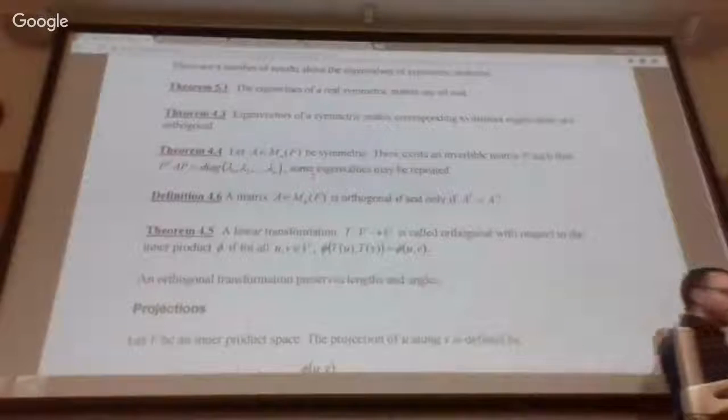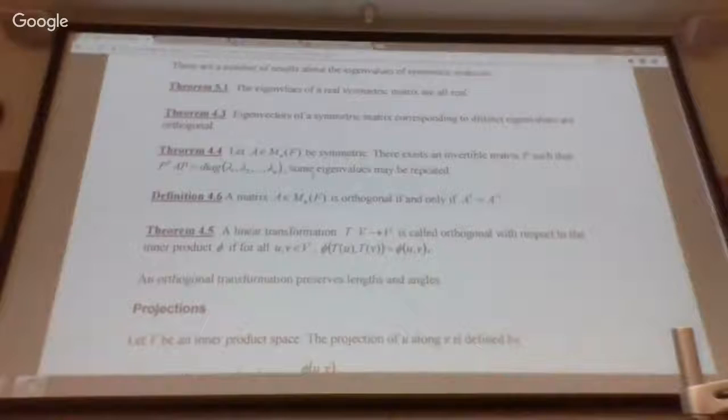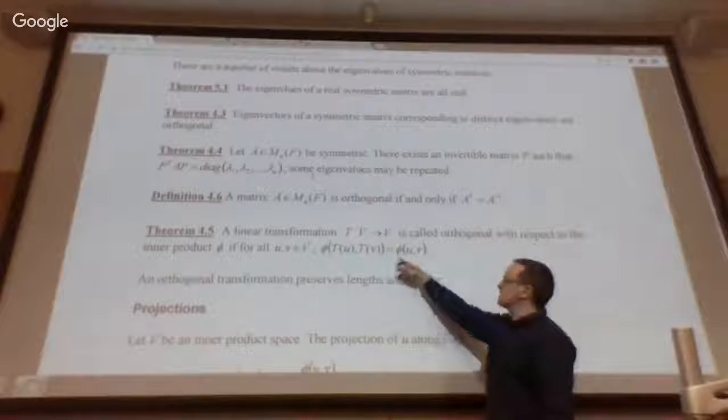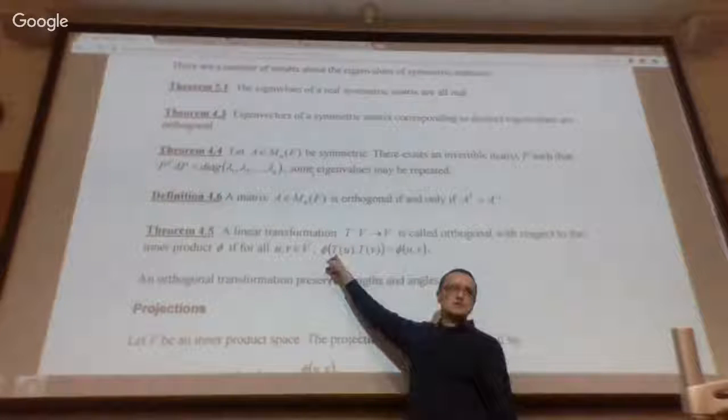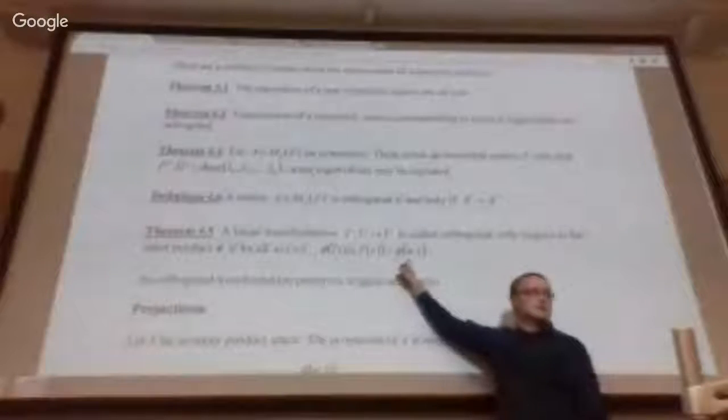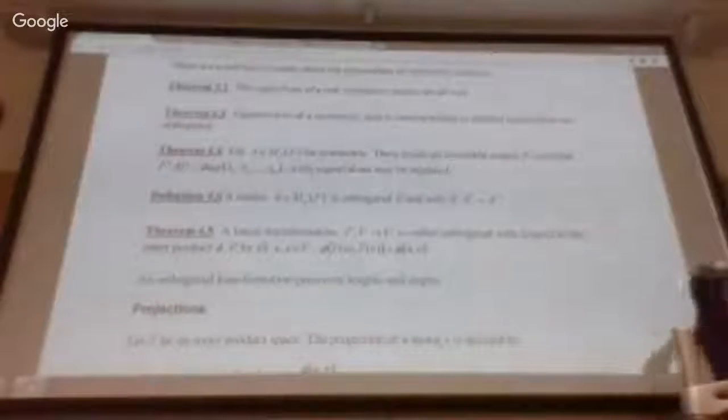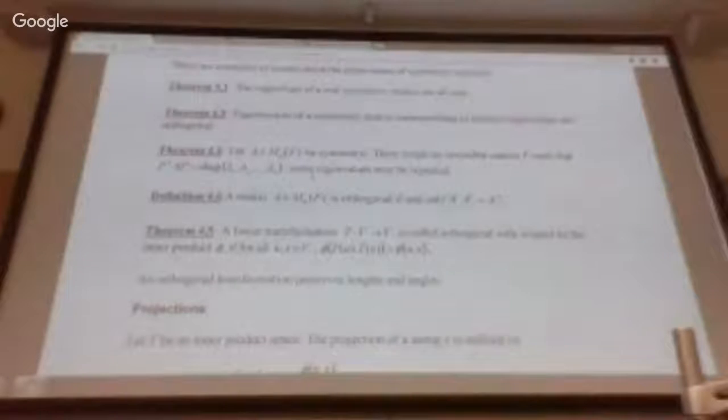So in other words, applying a linear transformation which comes from an orthogonal matrix does not affect the inner product values. A pair of vectors U and V have a certain inner product, and when you transform them by the linear transformation T, which comes from an orthogonal matrix, the new inner product value will be exactly the same as the previous one. So this has a geometric interpretation.